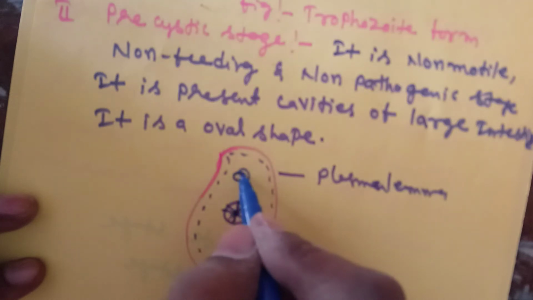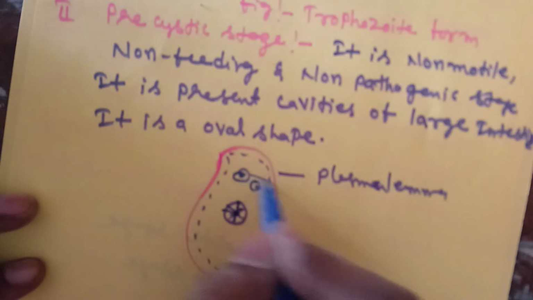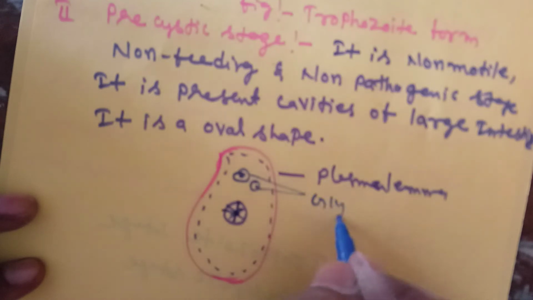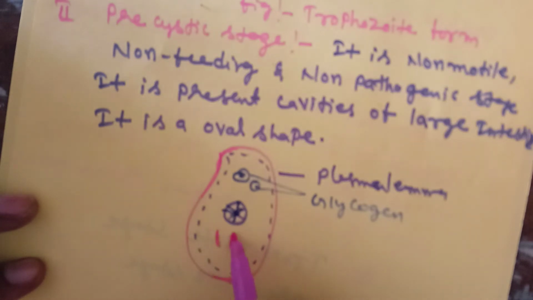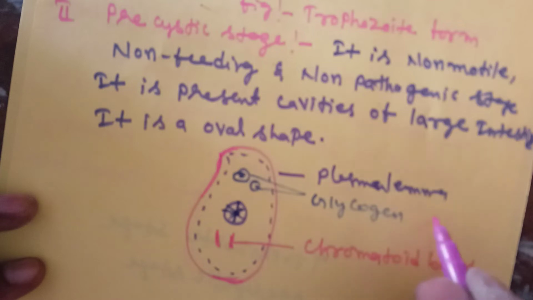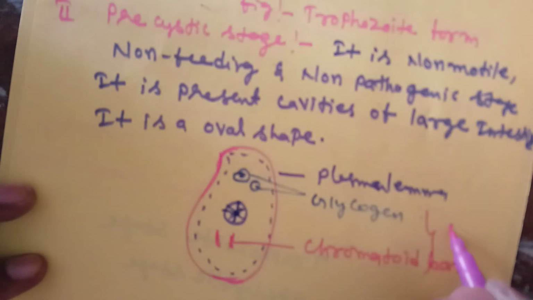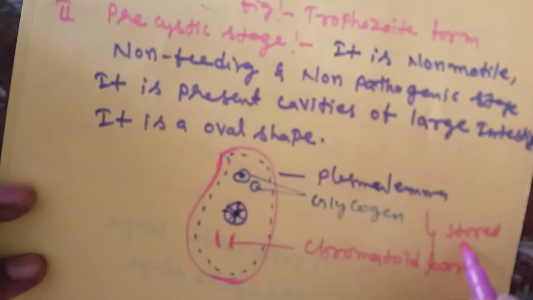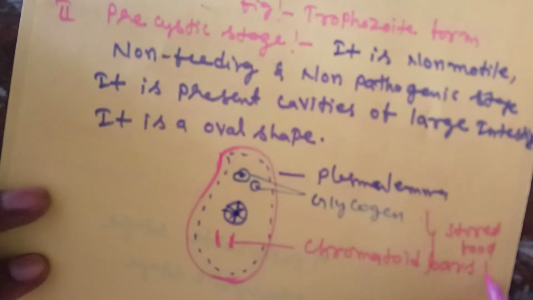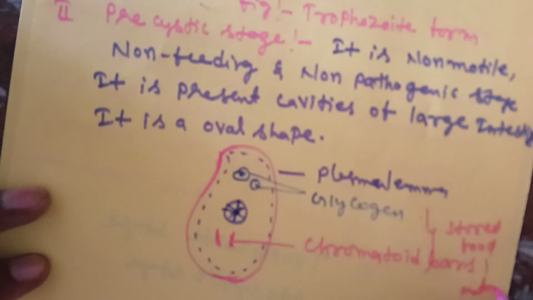And some food material is stored in the form of glycogen, and ribonucleoproteins, chromatoid bars. These are the chromatoid bars, the stored food material.